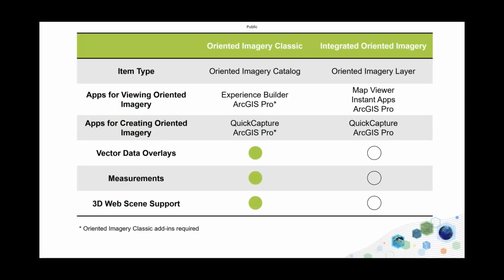We can see, for example, Experience Builder at the moment only supports the classic oriented imagery. Capabilities that are more advanced, like overlaying vector data into your imagery, taking measurements from your imagery, viewing your imagery alongside 3D web scenes in applications. These are things that are only currently supported in the Oriented Imagery Classic.